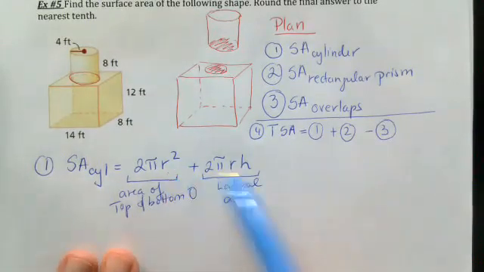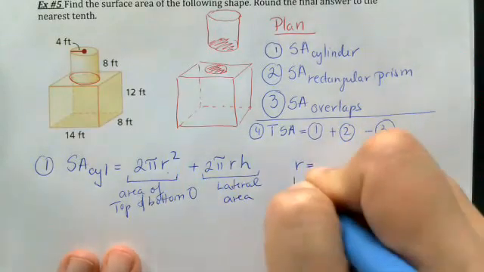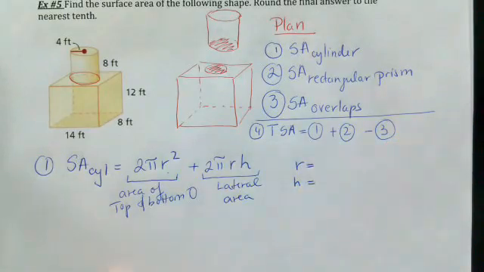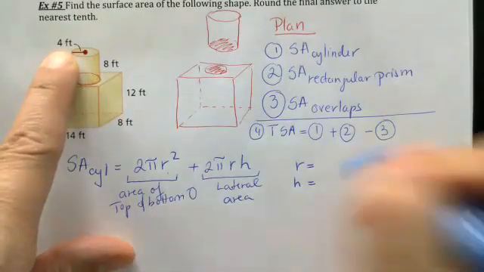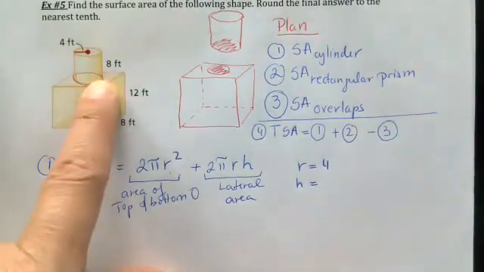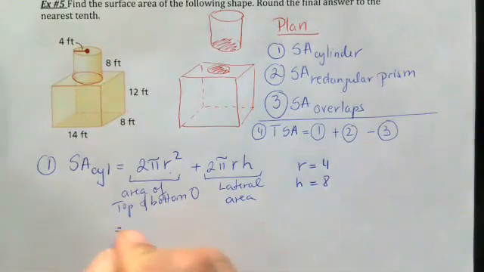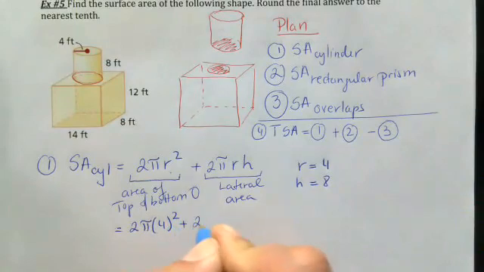So when I see the r and the h, that means I have to know what the r is for the cylinder, and I have to know what the height of the cylinder is. So what's the radius of the cylinder? 4. What's the height of the cylinder? 8, right? So all we have to do is just plug in and get the surface area. 2 times pi times 4 squared plus 2 times pi times 4 times 8.